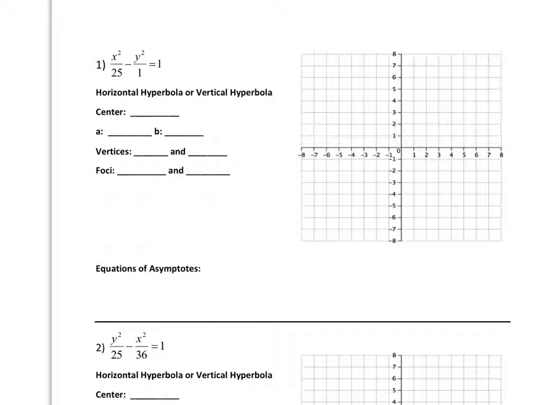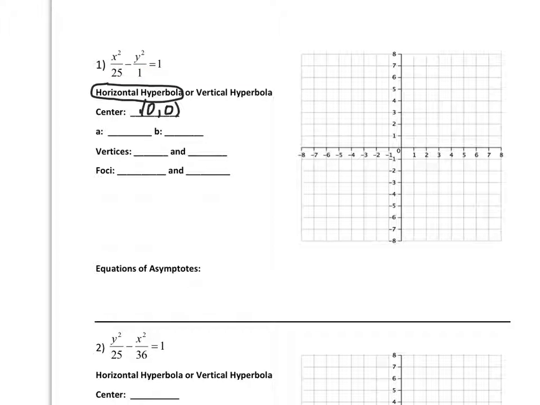Okay, the first thing we want to analyze is if we have a horizontal hyperbola or a vertical hyperbola. Now, since the x squared comes first, we have what we call a horizontal hyperbola. And because it says x squared, y squared, our center is at 0, 0. Now remember, a and b never change. So the a comes first, then the b comes second.